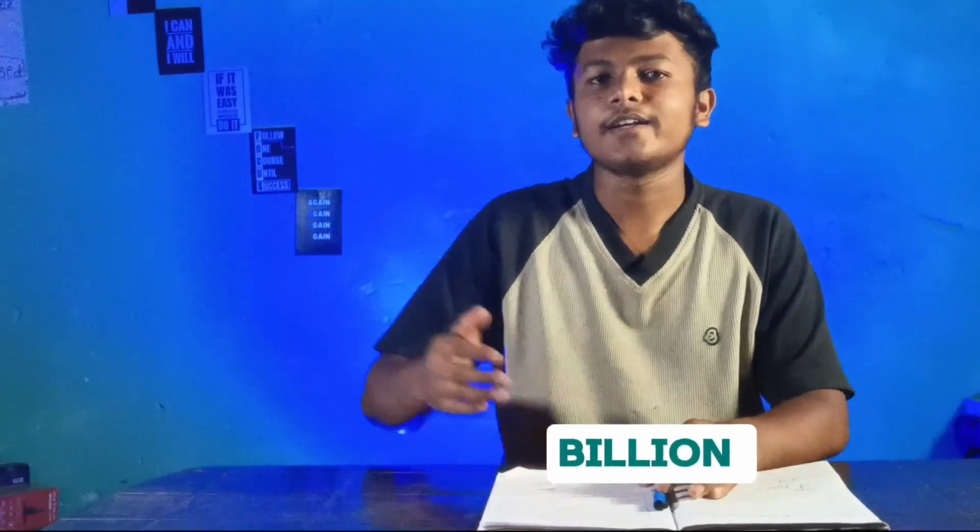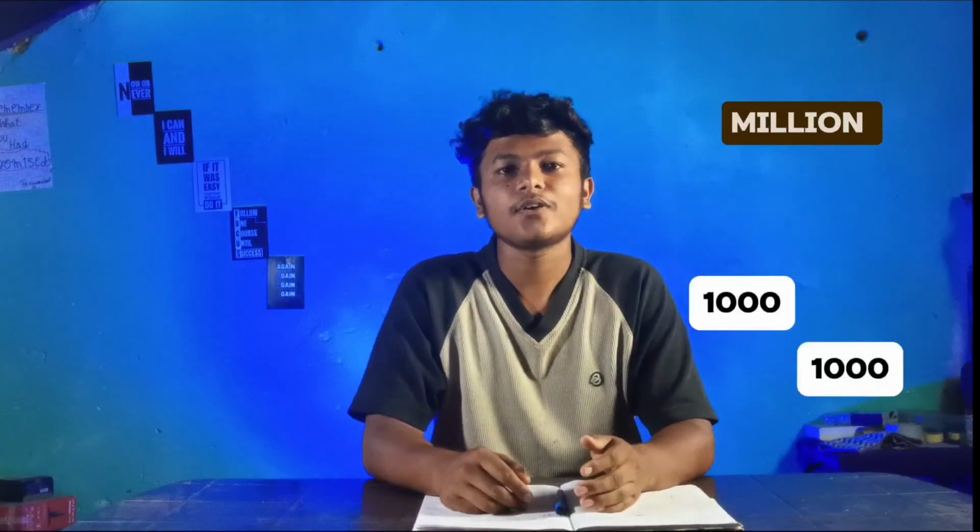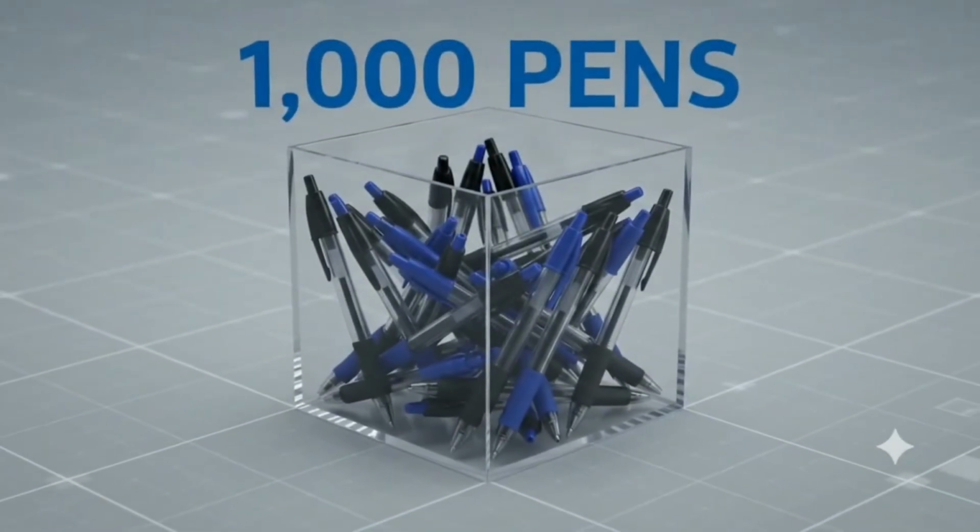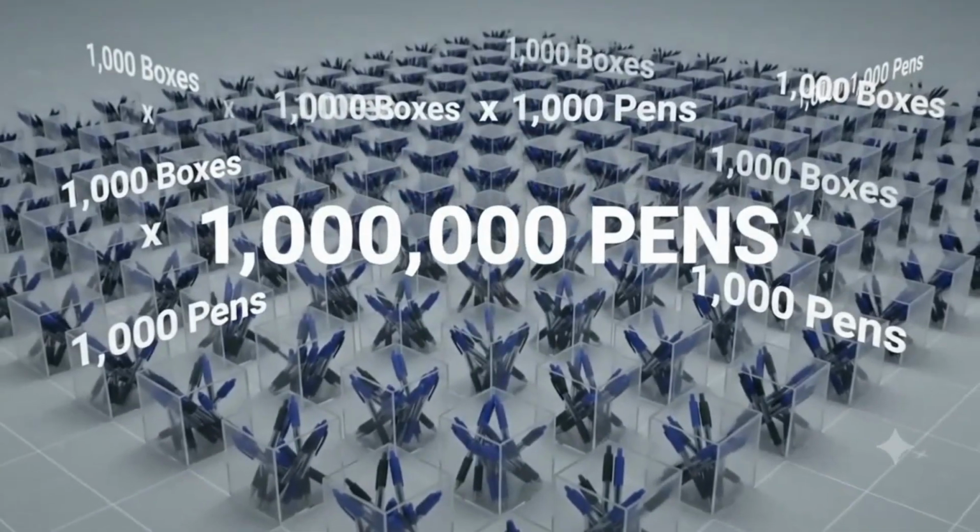Today we are going to learn what a million, billion and trillion are. A million is 1,000 thousands. Take as an example, you have a box filled with 1,000 pens and you have 1,000 of those boxes. That is called a million, and it has 6 zeros.